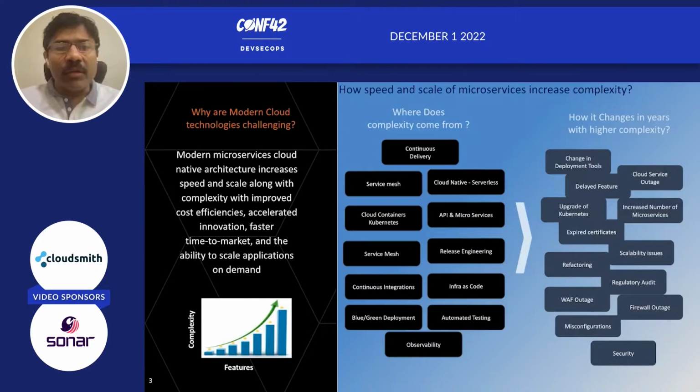as you are upgrading Kubernetes systems and cloud services. There are outages you are continuously fixing, and security-related issues. If there are misconfigurations, you are refactoring code, moving many applications to cloud-native and serverless architecture, and changing deployment tools as well. All those factors are going to increase the complexity.